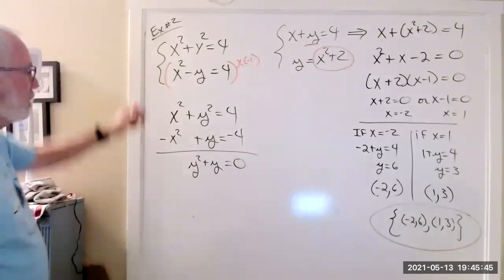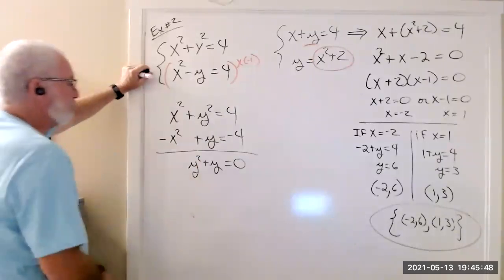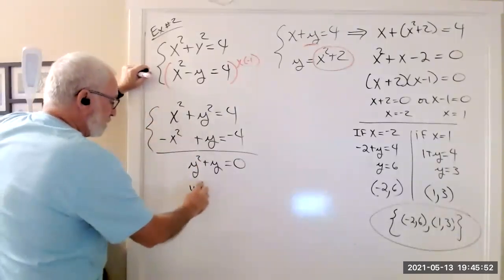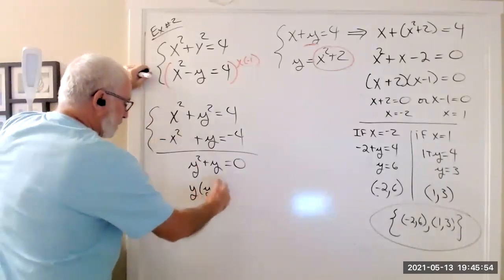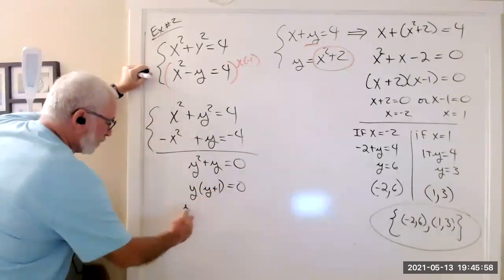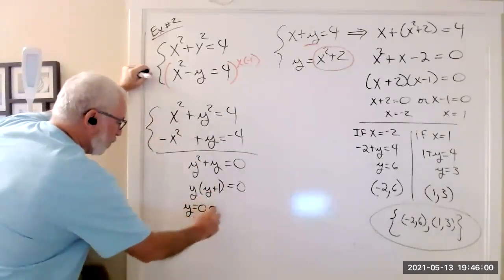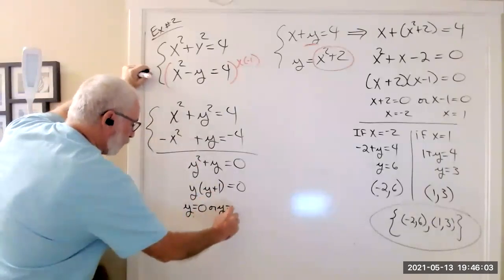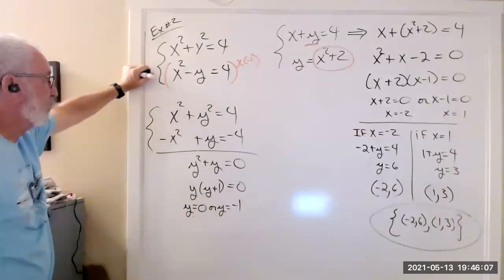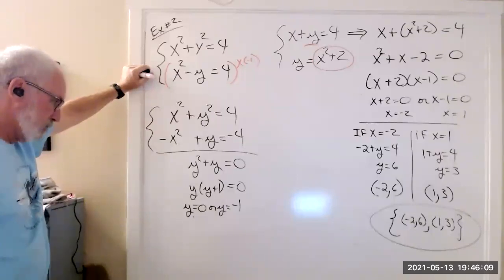Okay, well, now we've got a much simpler problem. So we're going to factor out a y. Split it up. So either y equals 0 or y equals -1. Those are my two answers. Y equals 0, y equals -1.